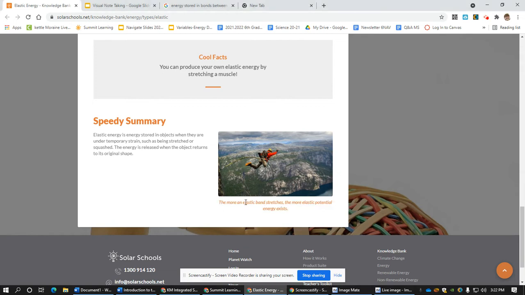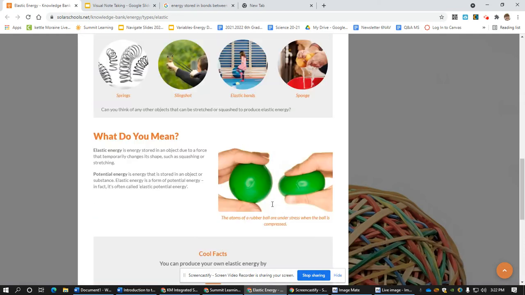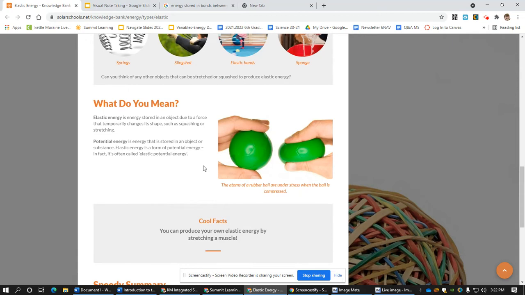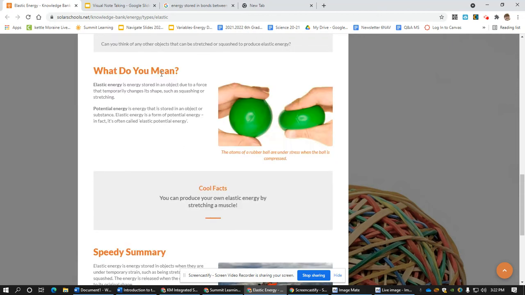So it says the more an elastic band stretches, the more elastic potential energy exists. So I'm going to take a look. Oh yeah, I wrote down elastic band, so I kind of put that information right there. It just made sense to put it right there. So I'm going to continue on where it says, what do you mean?